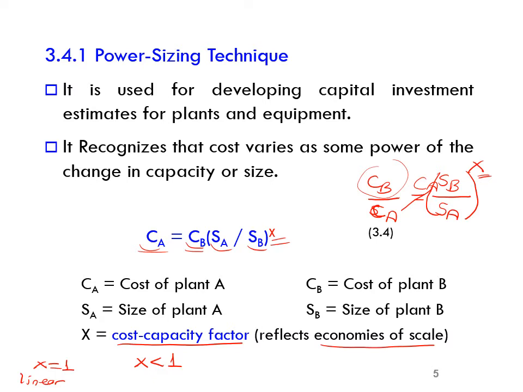In some cases, this X is greater than 1, so when you add one more unit, for example, when you increase the size by one additional unit, its effect on the cost will be higher than the previous addition, the previous unit. So it is the increasing economies of scale.